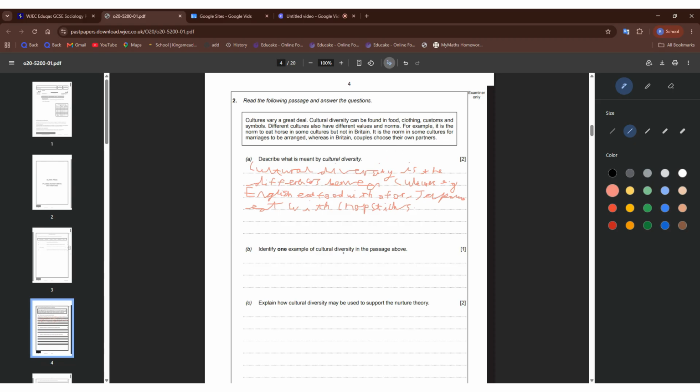Identify one example of cultural diversity in the passage above. So this was the passage: cultures vary a great deal. Cultural diversity can be found in food, clothing, customs, and symbols. Now, it already really says that clothing.